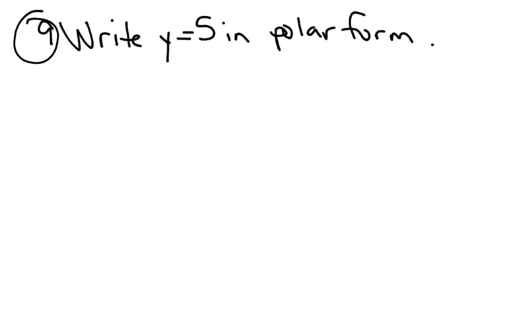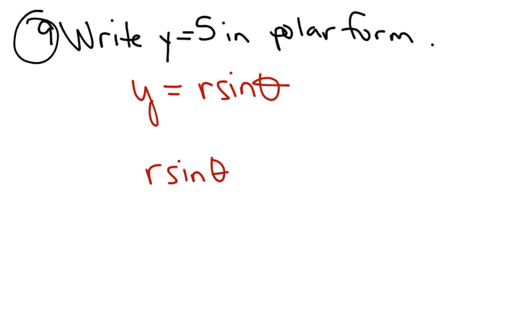The last thing that we did, at least in section 8.1, was we talked about writing an equation that's in rectangular form in polar form, and an equation that's in polar form in rectangular form. So if I ask you to write y equals 5, which is in rectangular form, into polar form, as long as you remember that y is equal to r sine theta, all you have to do is say that r sine theta is equal to 5. And that's all you have to do. That's the end of the problem.